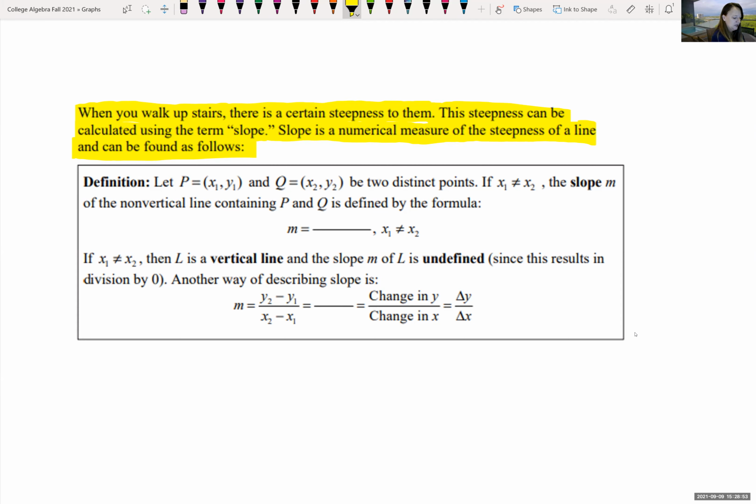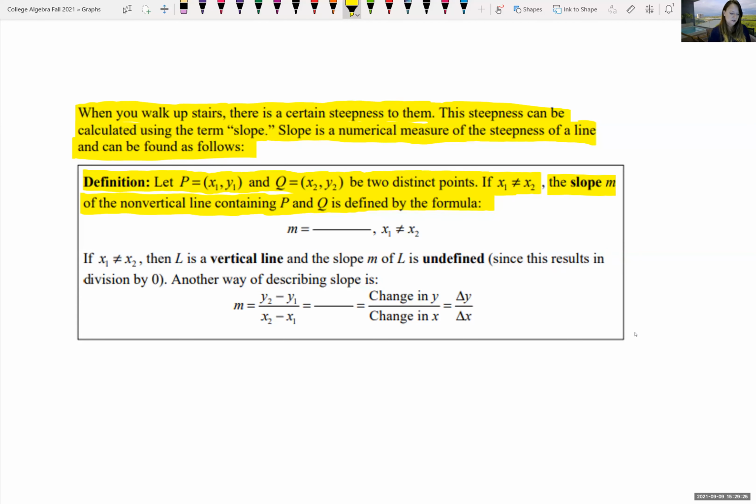Okay, so definition. Let's say we have a point P and let's call it x sub 1, y sub 1. Let's say we have some point Q and we're going to call it x sub 2, y sub 2. We're going to say that they're distinct points. And in this case, we have to say that our x values can't be the same. If our x values are the same, we have a vertical line. And so the slope m of a non-vertical line containing P and Q is defined by the following formula.